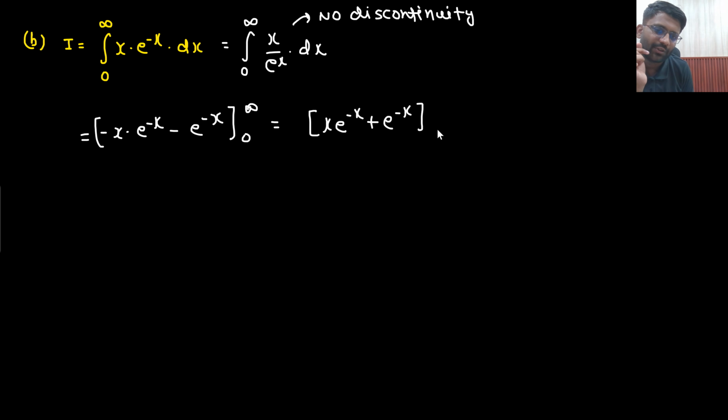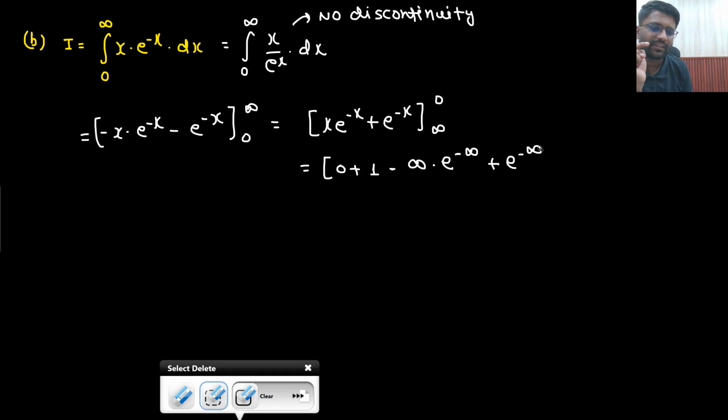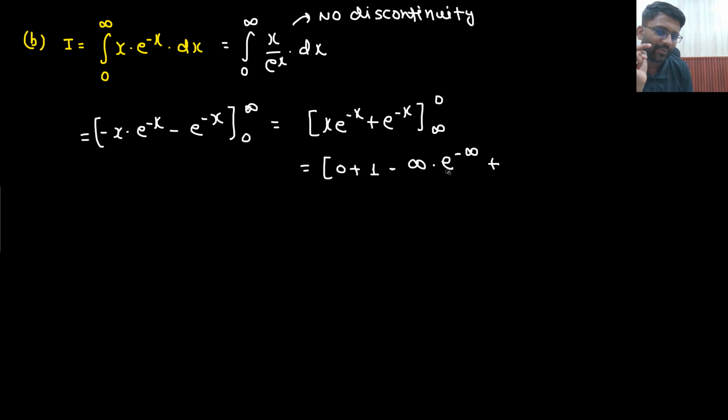Now I will put the limits, infinity to 0. First I will put 0. So this will become 0 only. Plus e to the power minus 0, this will become 1. Minus, now what will I put? Infinity. Infinity into e to the power minus infinity, plus e to the power minus infinity. So e to the power minus infinity is nothing but 0, and this is also 0. So 0 plus 1 plus 0 is not the problem. But sir, where is the problem?